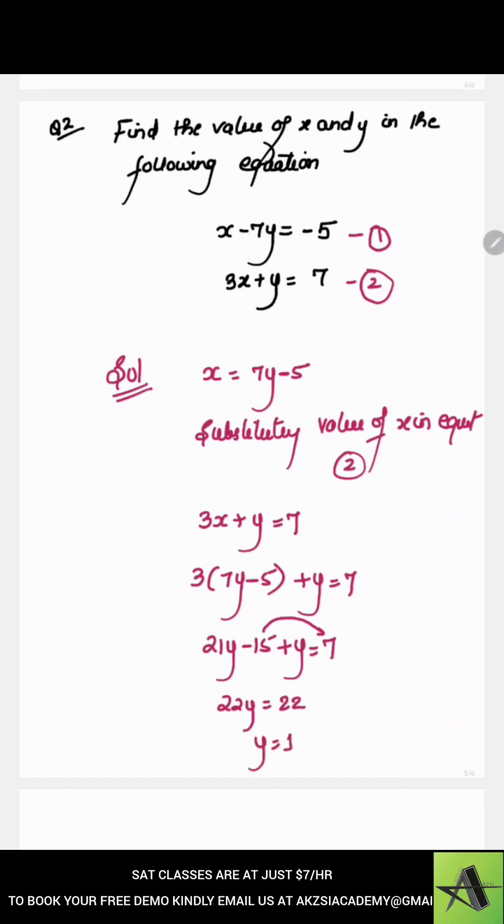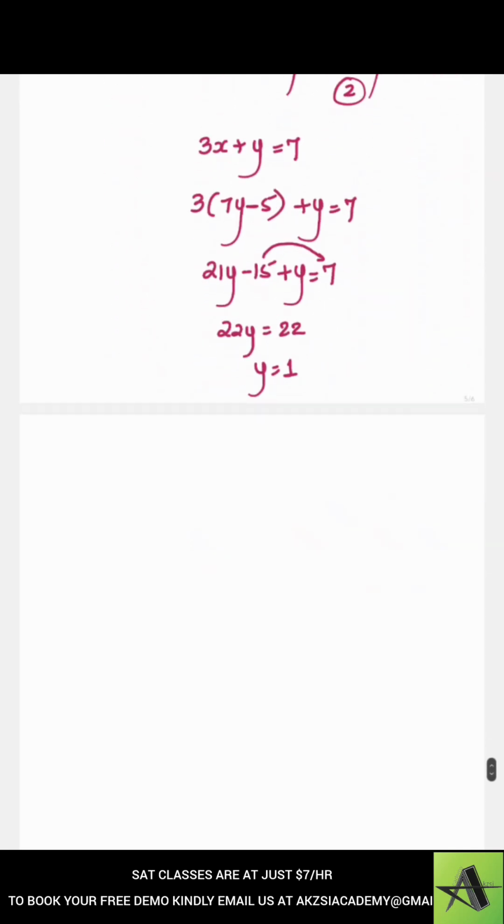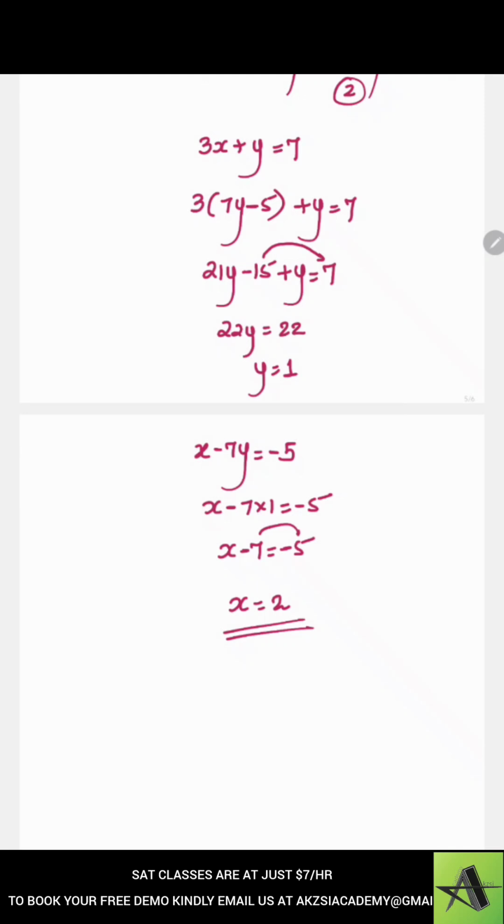So y is 1. Now once we have the value of one variable, you can substitute this value in either of the equations. There is no restriction here. So I'm just substituting this value in equation 1, which is x minus 7y equals -5. Here, substituting the value 1, x minus 7 into 1 equals -5. So x minus 7 equals -5, and bringing it onto the right hand side, I'll get x equals 2. So thus we have calculated the value of x as 2 and y as 1.